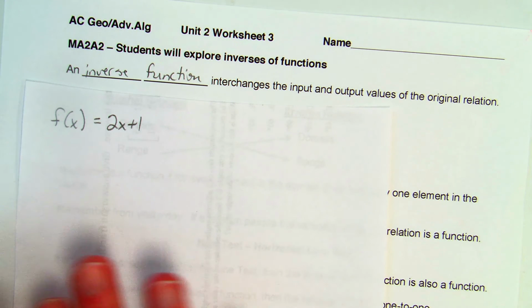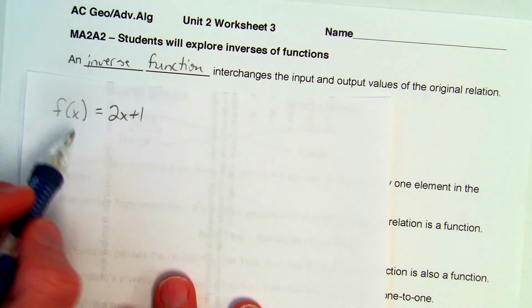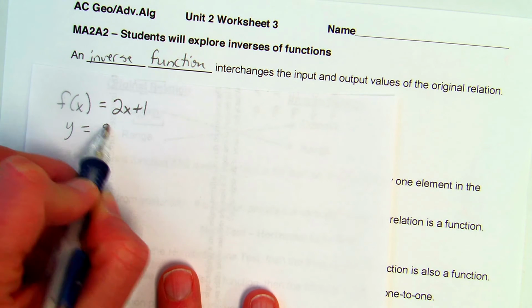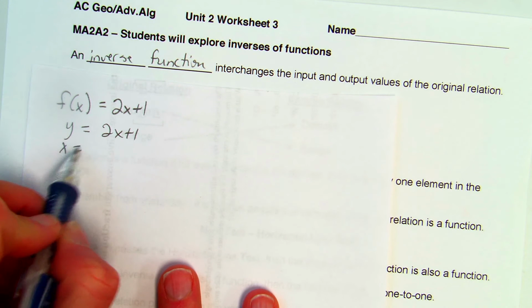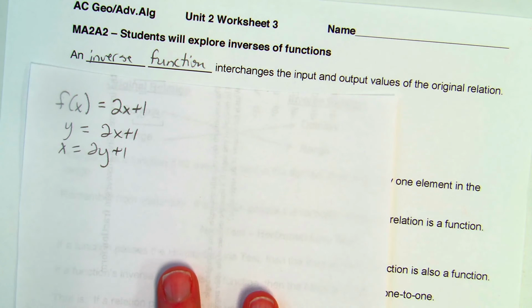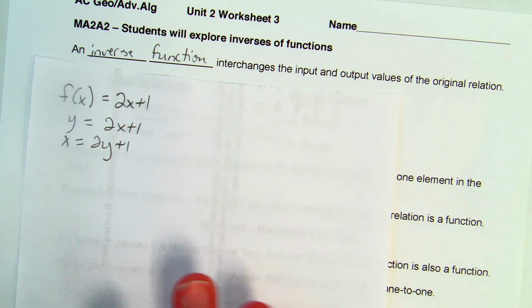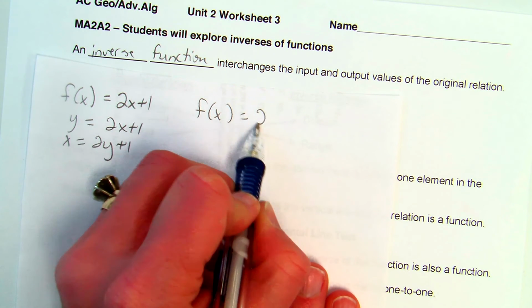The other day when we had a function and we found its inverse algebraically, the first thing that we did is replace f of x with y. Then we swapped the x's and y's and solved that equation for y. So, an inverse function interchanges the input and output values of the original relation. Well, this original relation is f of x equals 2x plus 1.